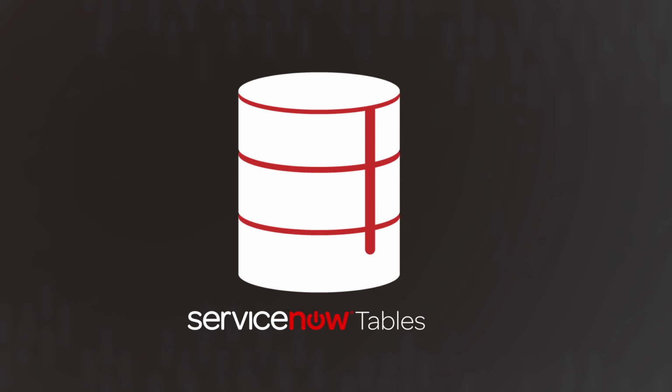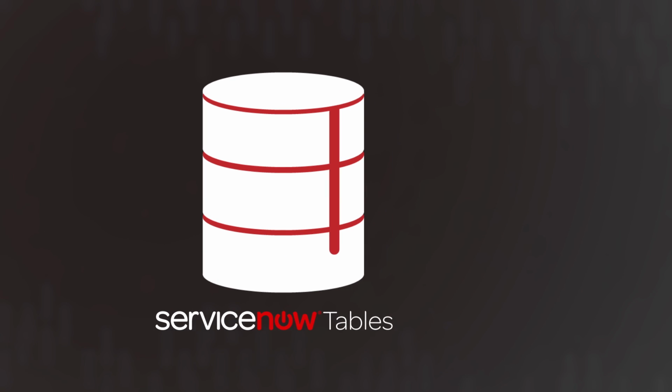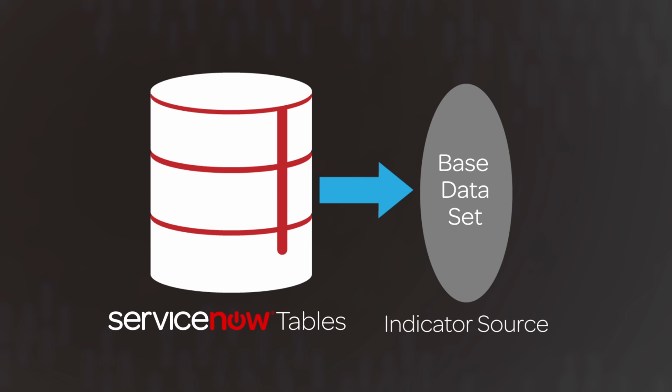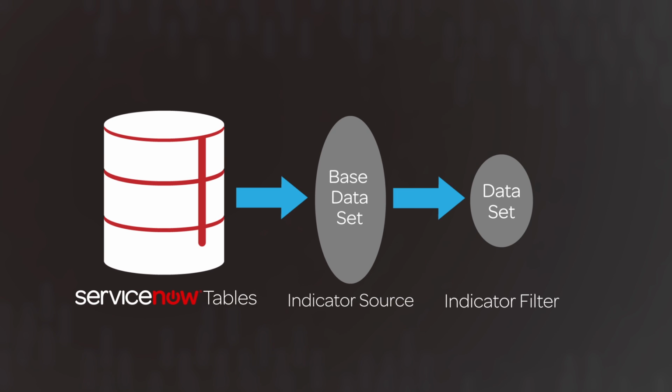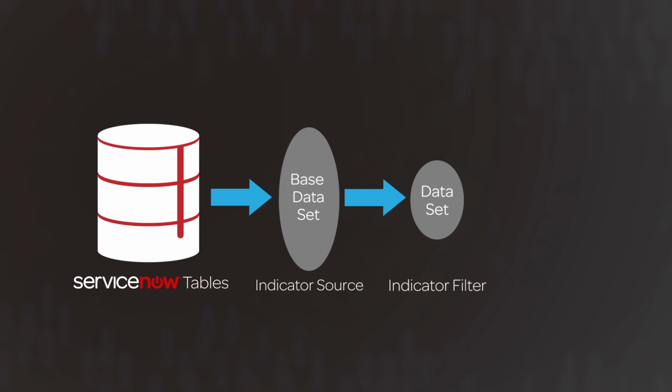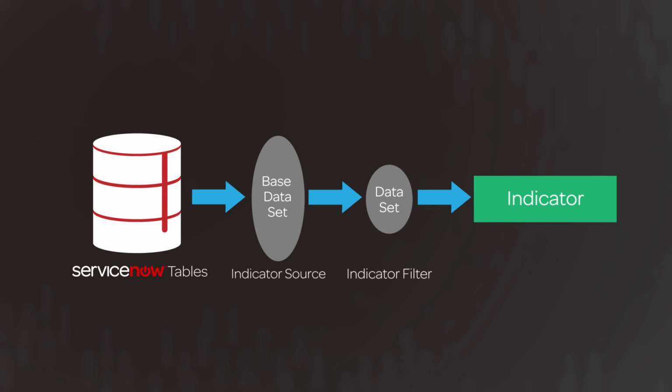But from where is the indicator source getting data? ServiceNow tables provide the base data sets for indicator sources. Indicator filters, in turn, narrow the base data sets down further to provide the data sets for indicators.